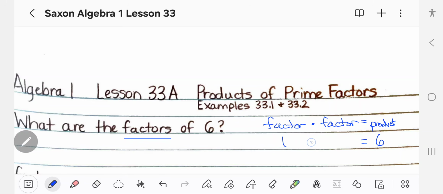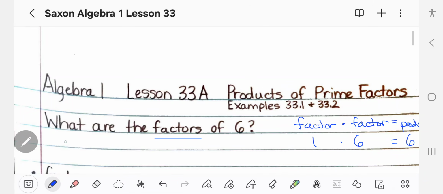So maybe it's 1 times 6, right? Usually the way I do it is I start with 1, and I know that's times 6. That's going to be your biggest factor. And then we try 2, and that would be times 3. And 2 and 3 kind of meet in the middle. There's not an integer between them. So we have just those 4 factors.